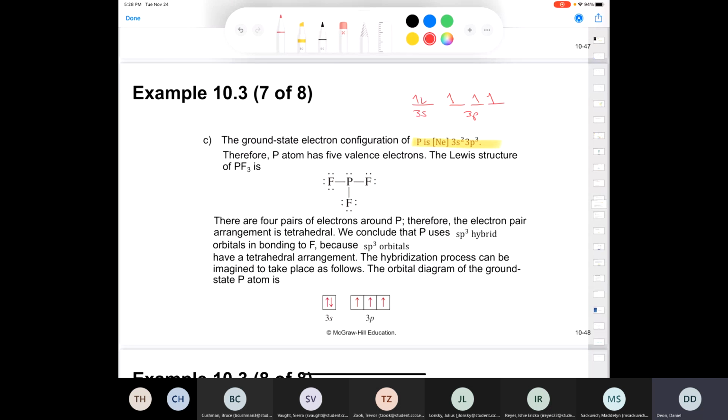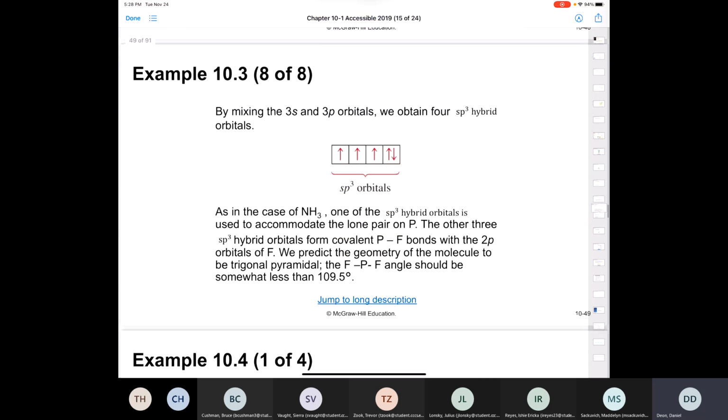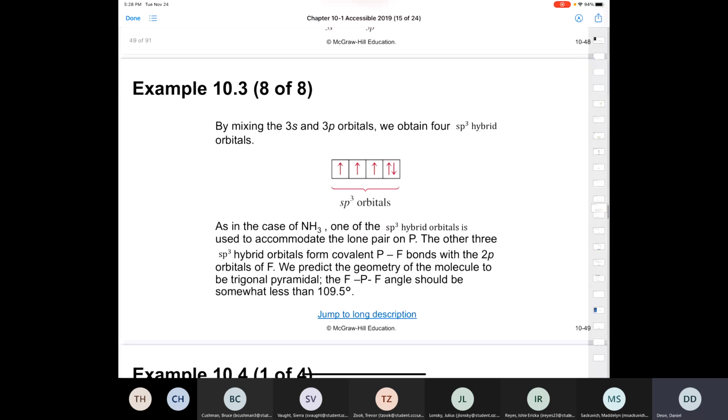Right? That's electron geometry. The molecular geometry is trigonal pyramidal. We conclude that phosphorus uses sp3 hybrid orbitals in bonding to fluorine because sp3 orbitals have a tetrahedral arrangement. Again, this is using table 10.4. Now, I'm not going to provide that table to you. You have to familiarize yourself and look at the solutions here, which explain how we form hybrid orbitals.